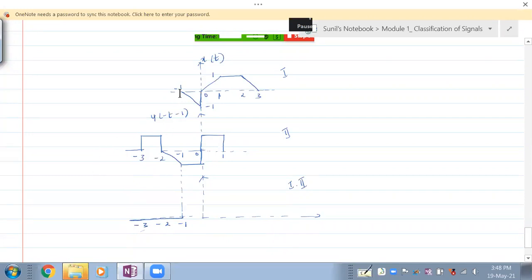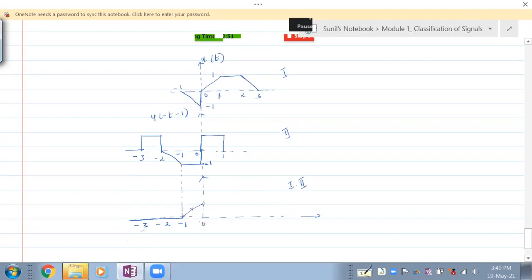See, from -1 to 0, this is going negative. The negative going signal is multiplied with -1. So what should happen? 0 into -1 is 0. If this is -0.5, -0.5 into -1 would be plus 0.5. Should come here. Then you have -1 into -1 should be +1. So this is what you'll have from -1 to 0.